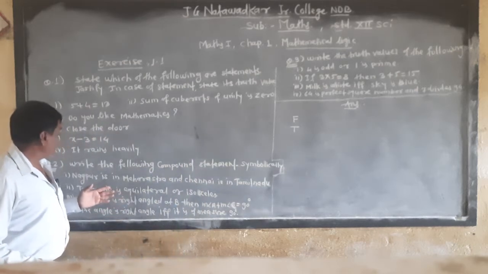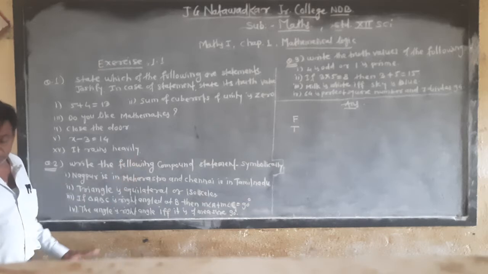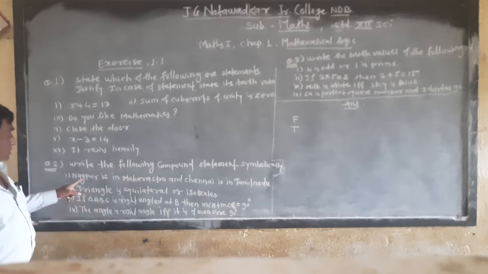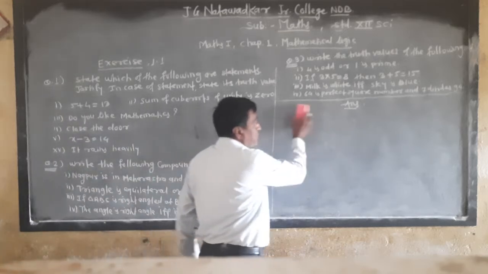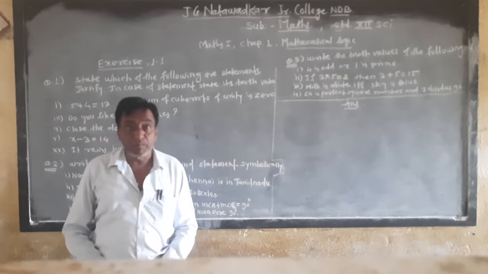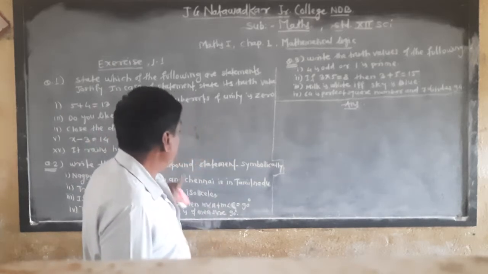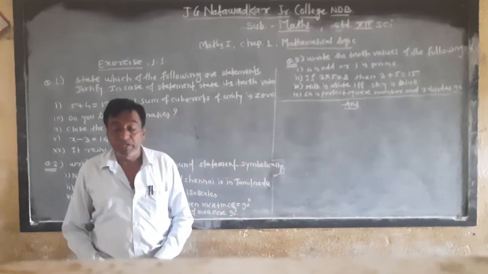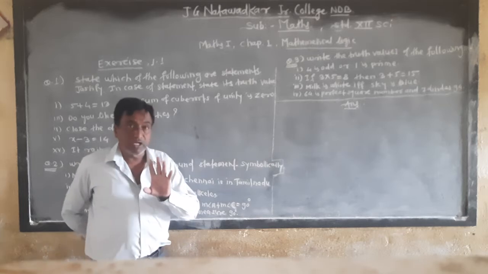Now the second question is: write the following compound statement symbolically. It means you are given a statement, and that statement is also a compound statement. We have already seen the types of statements. There are two types: a simple statement and a compound statement. Now we are given a compound statement, and this compound statement can be written symbolically.